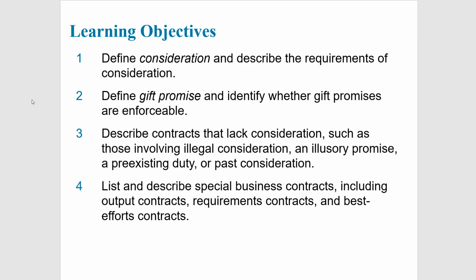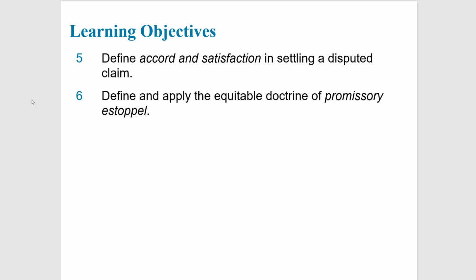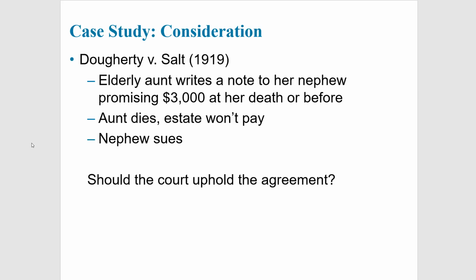We'll describe contracts that lack consideration, such as those involving illegal consideration, an illusory promise, a pre-existing duty, or past consideration. We'll also list and describe special business contracts, including output contracts, requirements contracts, and best efforts contracts. Finally, we'll define accord and satisfaction in settling a disputed claim and define and apply the equitable doctrine of promissory estoppel.